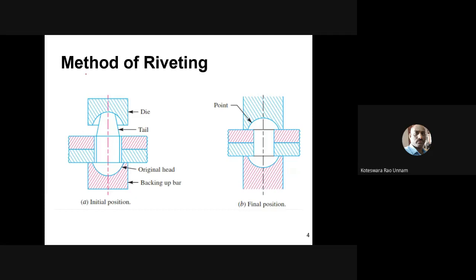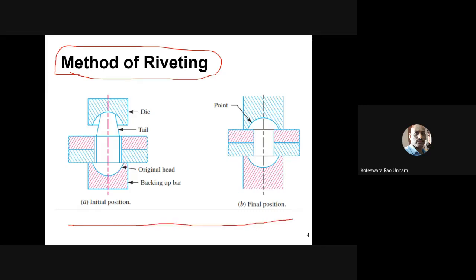See here, this is the method of riveting, or how riveting can be done. There are two types of riveting methods: manual riveting and machine riveting. Either you can use manual or machine for the riveting process. Wherever you want better accuracy, in the sense of better strength and tightness, we'll go for machine riveting; in all other applications we go for hand riveting. So this is the process we have shown.